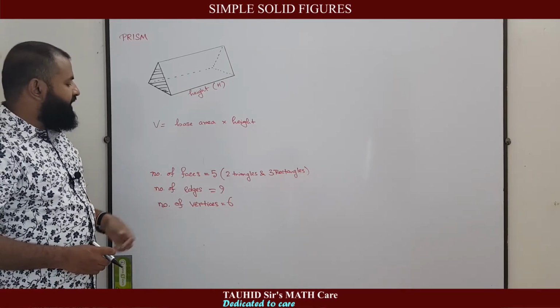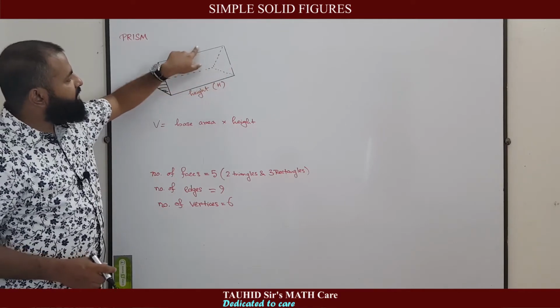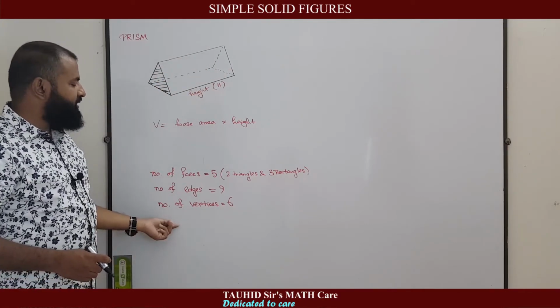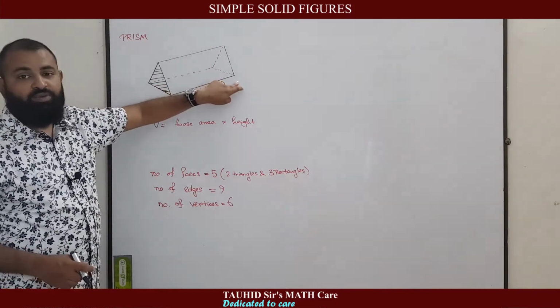The number of edges here is 9: 1, 2, 3, 4, 5, 6, 7, 8, 9. And the number of vertices is 6: 1, 2, 3, 4, 5, 6 vertices.